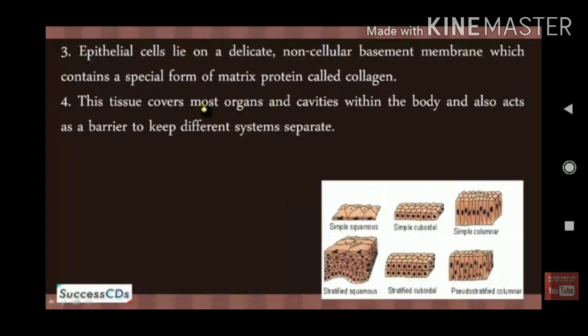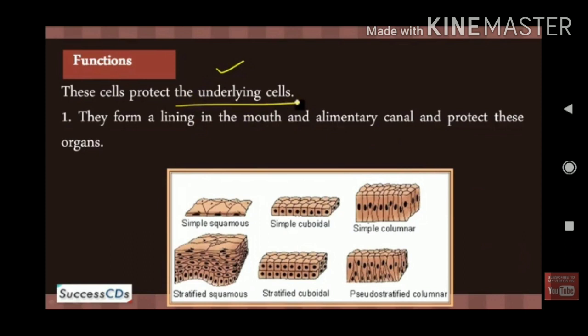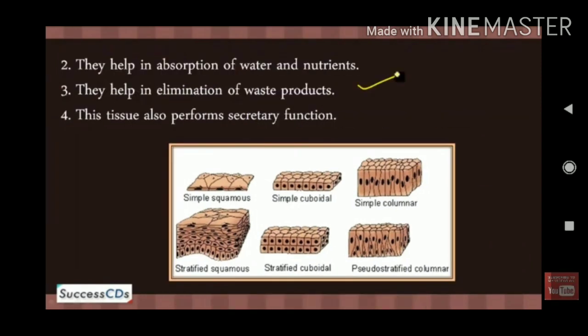We will see the function of the epithelial tissue. This epithelial tissue helps to recover from injury or any damage of the cell or any infection of the body. It also helps with absorption and elimination. It absorbs water and nutrients from the body and it eliminates waste products from the body.